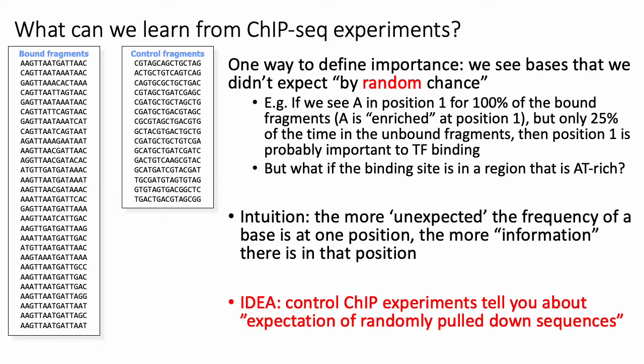To give a more concrete example, if in the control fragments that I pull down, on average every base is found at 25% frequency, and then at a particular column in my alignment I see all T's, that's probably strong statistical evidence that at that particular position in the binding site, a T is preferred, probably because of some kind of TF-DNA recognition constraint.